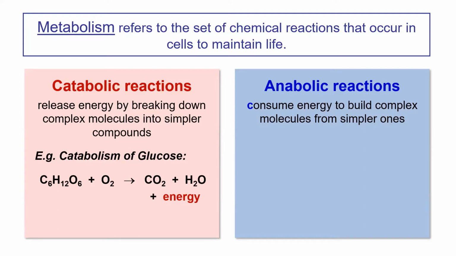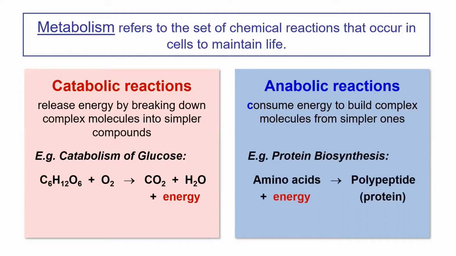Anabolic, on the other hand, is the opposite of that. So anabolic is where we're building something up. So we're going to require the input of energy. So usually we're taking something more simple, like amino acids, and we're building something more complex, like a protein, which is a string of amino acids.